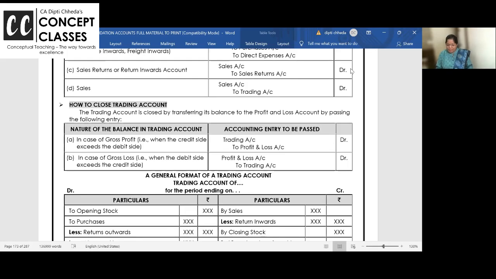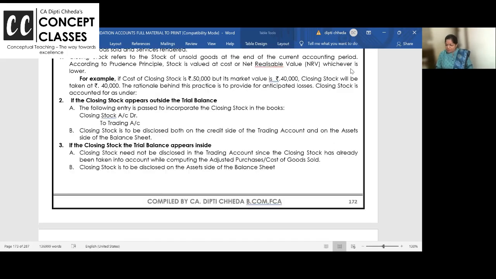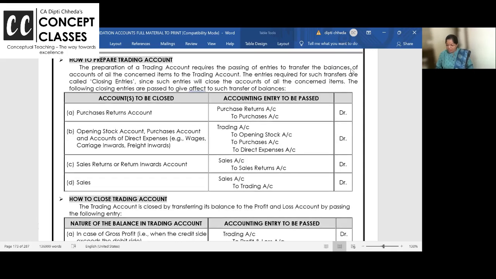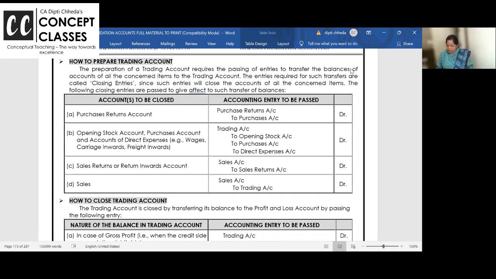Here it is. If the closing stock appears outside the trial balance, give two effects. Closing stock is to be disclosed on the credit side of the trading account and the asset side of the balance sheet. If the closing stock appears inside the trial balance, then no need to take it in the trading account. Directly take it on the asset side of the balance sheet. All clear? Right. So this is all about the trading account.